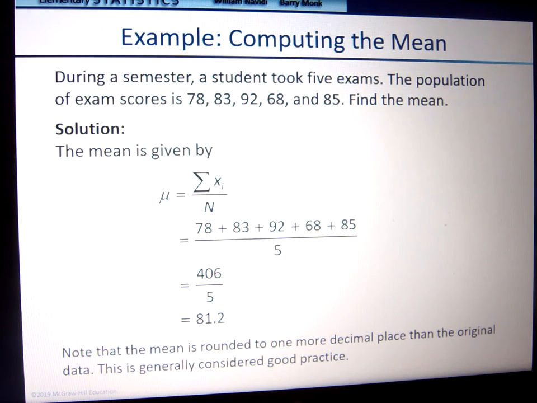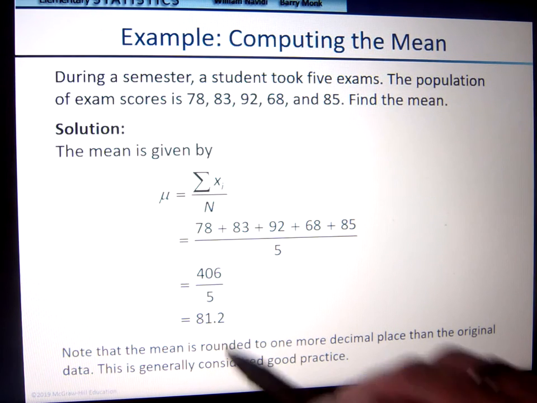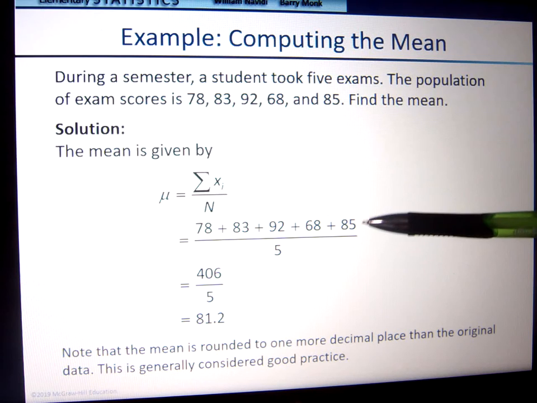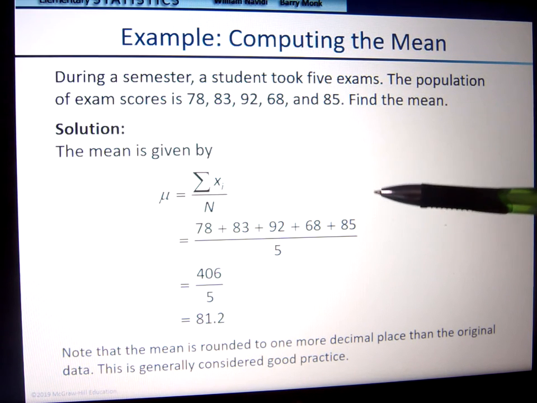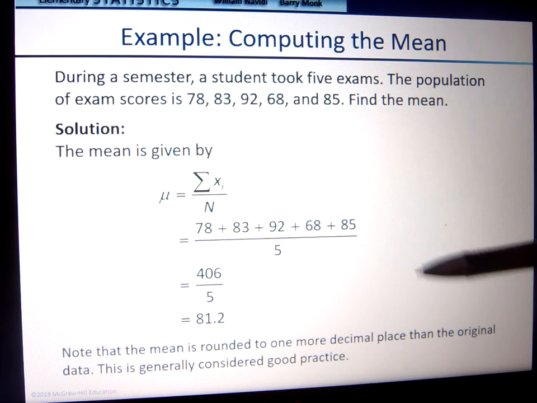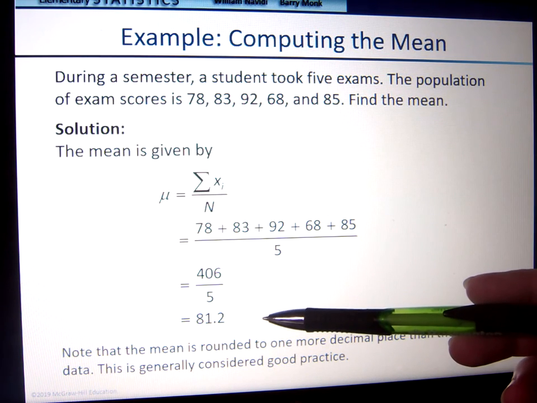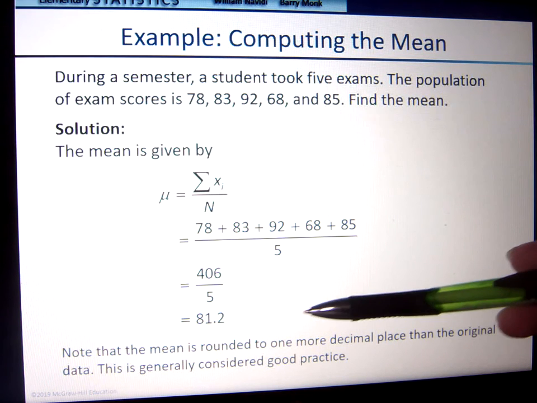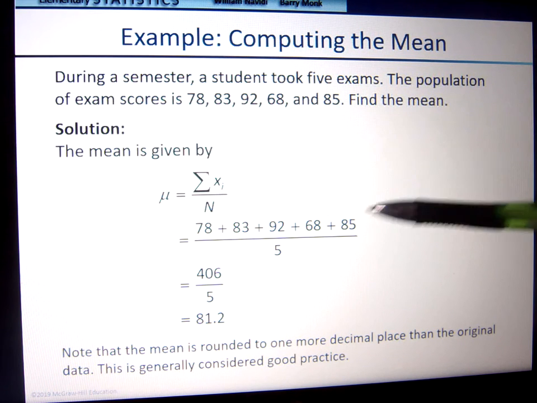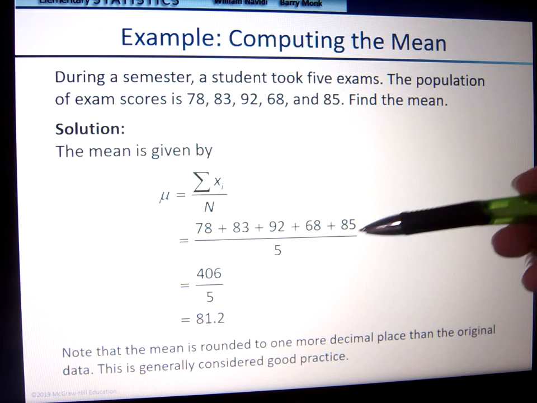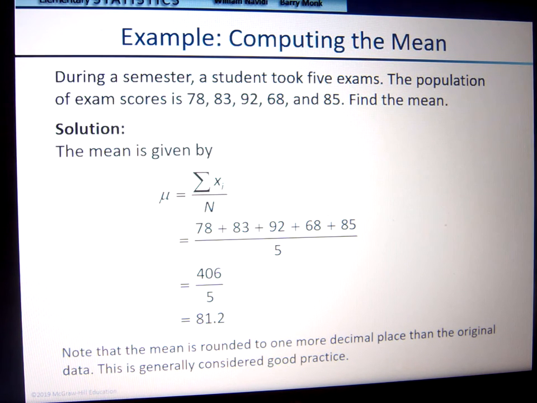Now notice that it's rounded one decimal place past, and the data that you were given are whole numbers. A general rule, or considered good practice as they say, is to take your mean one more place past the decimal than your data set. So since they're all whole numbers, we're going to go to the tenths place.